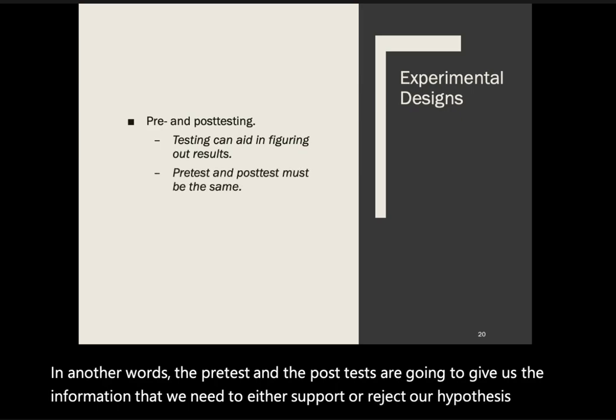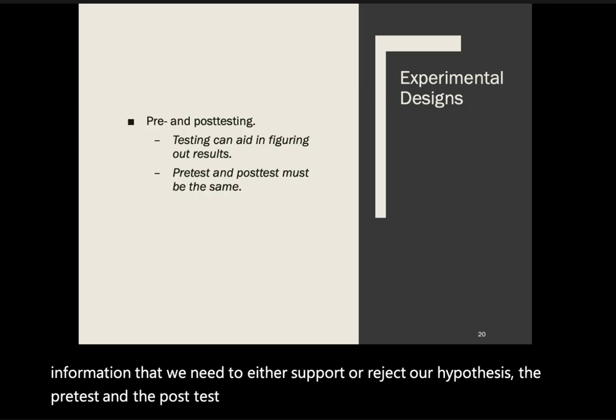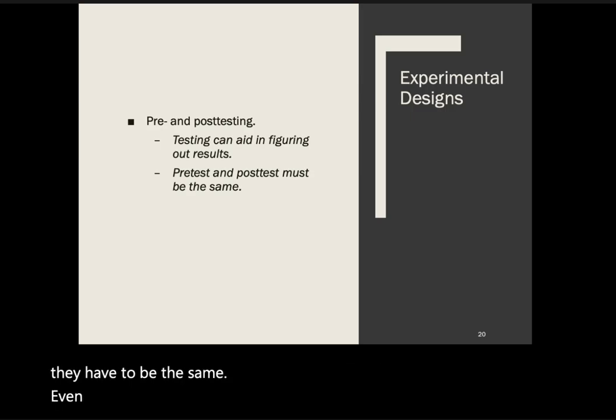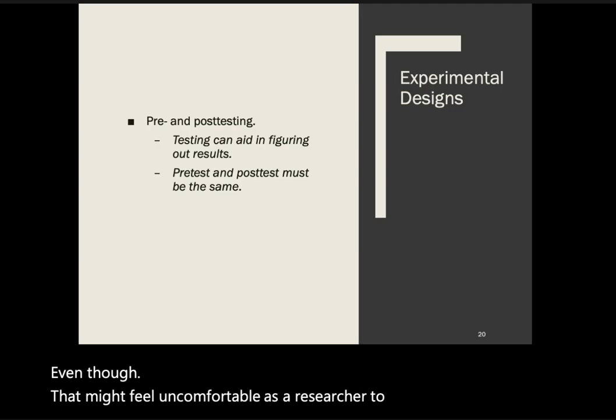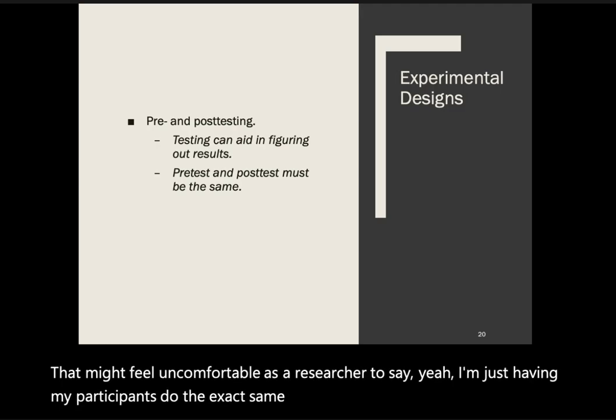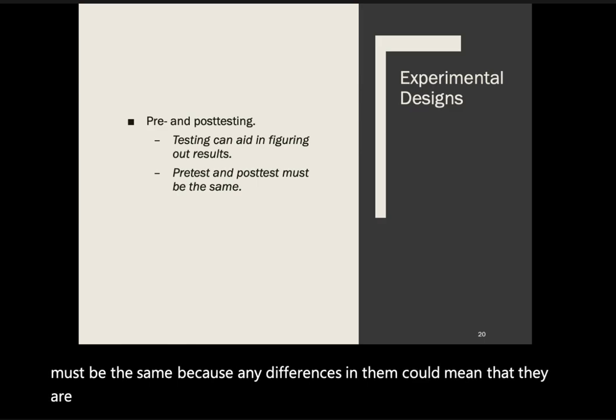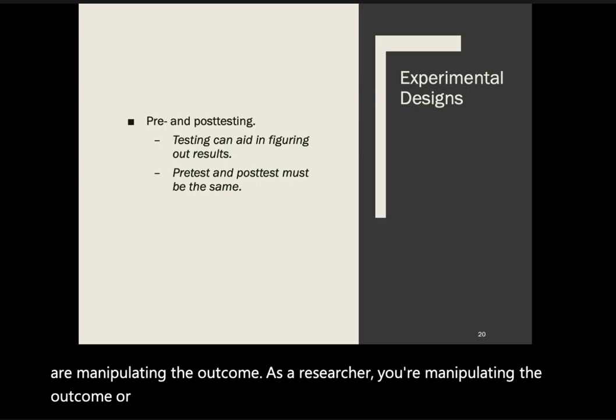The pre-test and the post-test measures cannot be different from one another. They have to be the same. Even though that might feel uncomfortable as a researcher to say, I'm just having my participants do the exact same thing again, the pre-test and the post-test must be the same, because any differences in them could mean that you are manipulating the outcome as a researcher, or it could mean that the tests are changing the results that we're seeing.